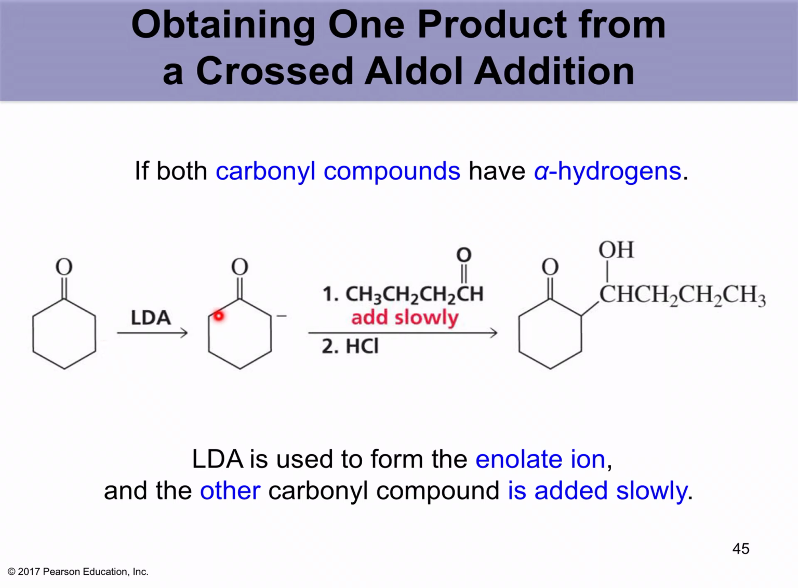It forms the enolate. Once you form the enolate, you're going to add this one slowly. When you add slowly, we already made the enolate with this one. We don't want to make an enolate with this guy. So then this is made to react with the carbonyl carbon of this one. So the connection is going to be between this carbon and this carbon, making the alcohol. Okay, enolate is first formed in the reaction flask and then you add this one slowly. LDA is used to form the enolate ion and the other carbonyl compound is added slowly.